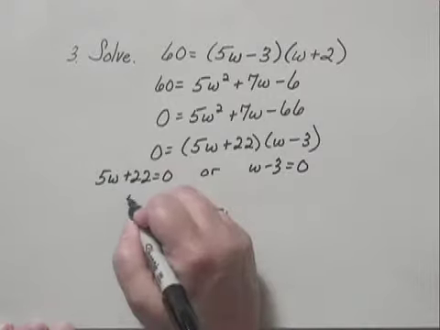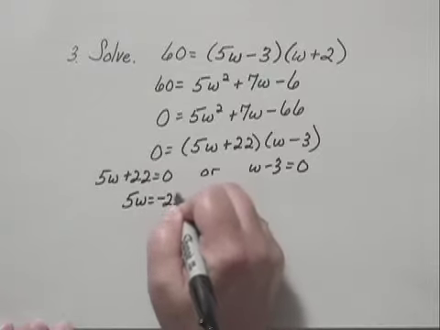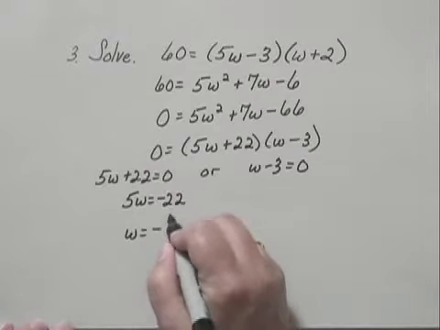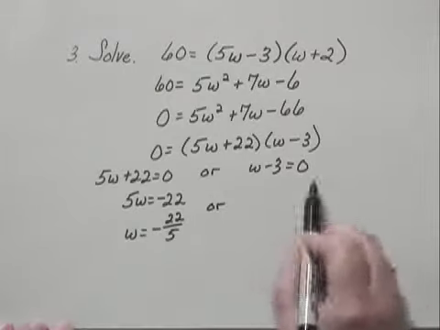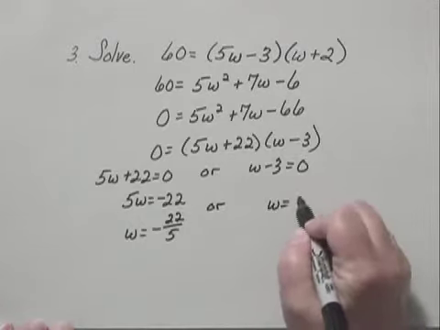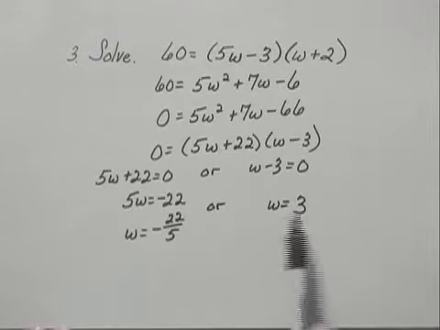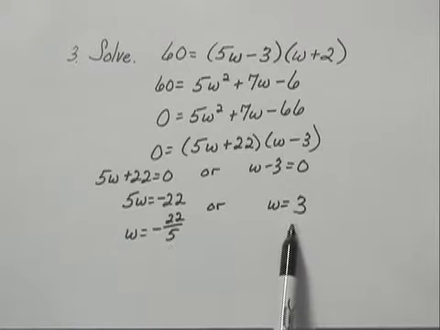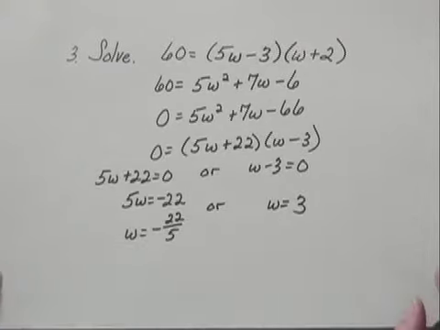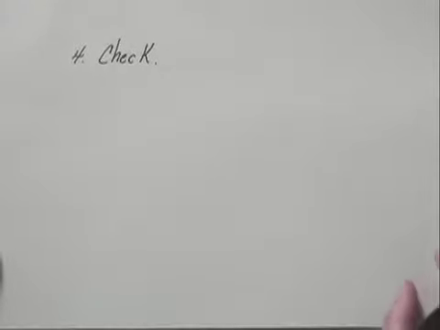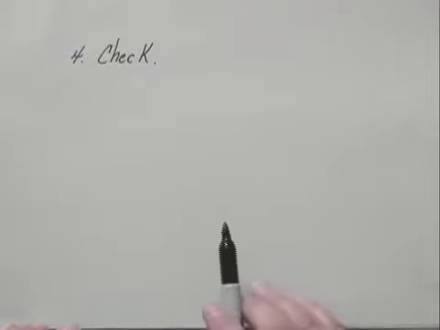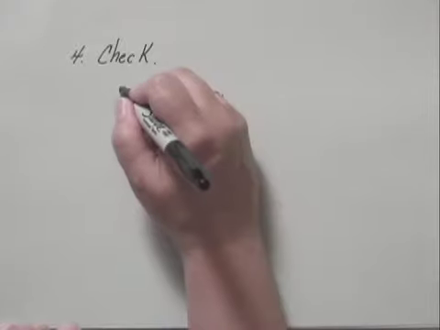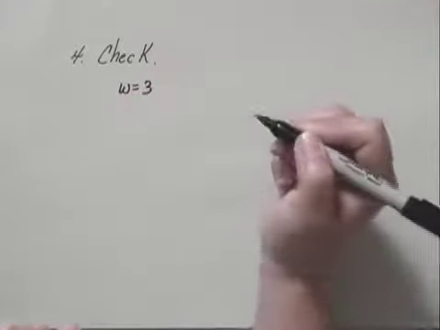Subtracting 22, I have 5W equals negative 22, or W equals negative 22 fifths. Or solving here, adding 3 to both sides, I have W equals 3. So I have two possibilities for W, negative 22 fifths or 3. Now when I check the answer, I'm going to go back to my original problem. And when I go back to the original problem, I realize that W stands for the width of the rectangle. The width cannot be negative, so negative 22 fifths cannot be a solution. So I'm only going to check W equals 3.